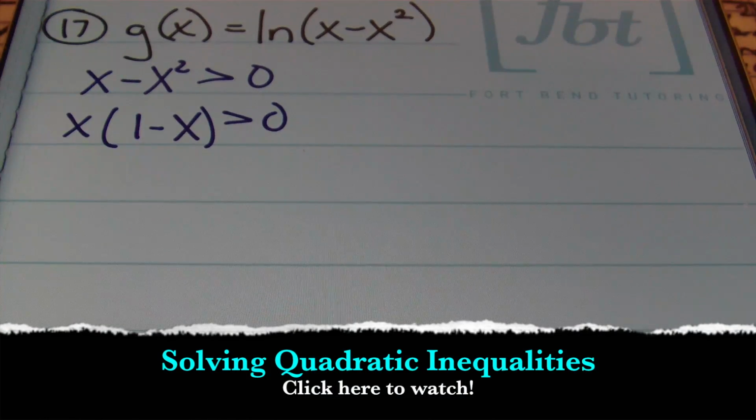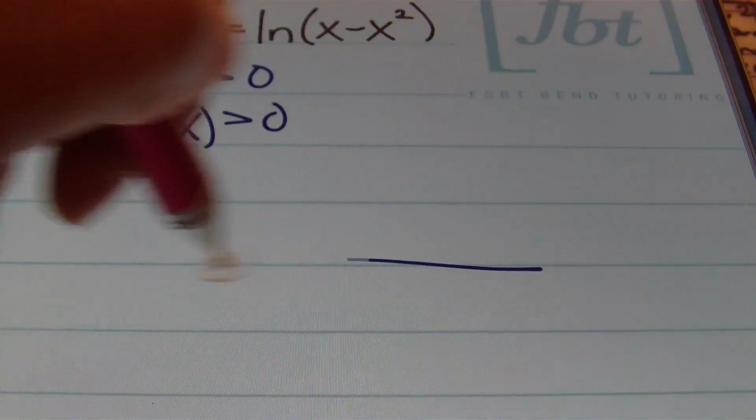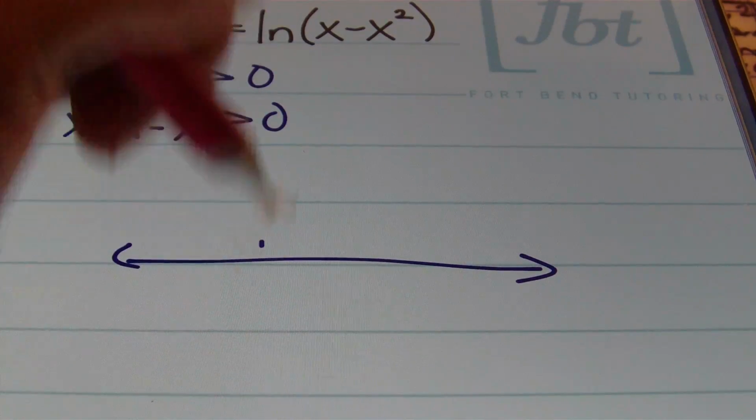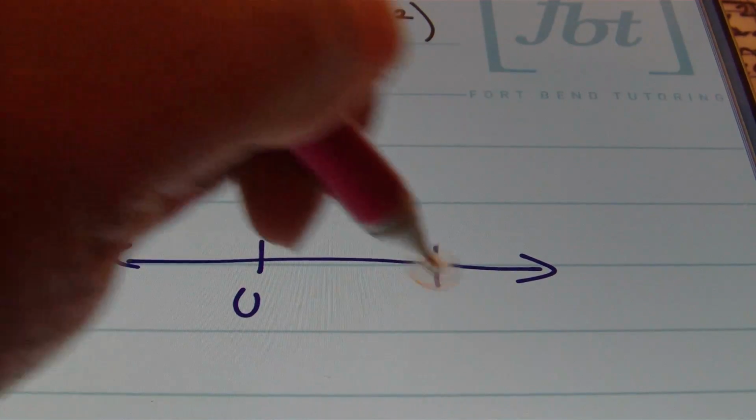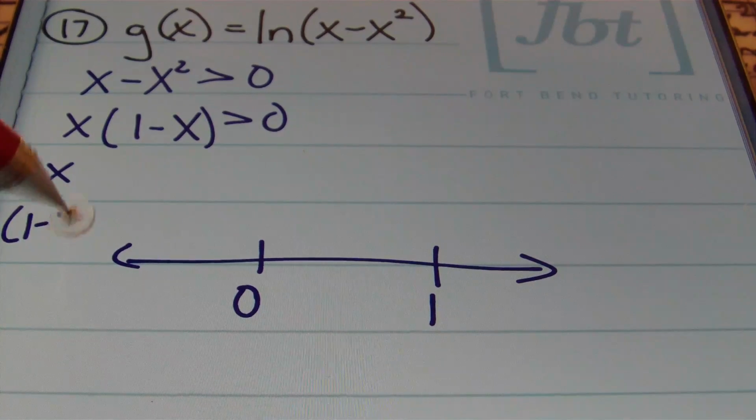All right, and watch that video so that you can follow the steps that I'm doing here. Okay. So number line is coming up next. My number line. I have my two values. One is 0, the other one is 1. Okay, and I have two factors. I have x and I also have 1 minus x.